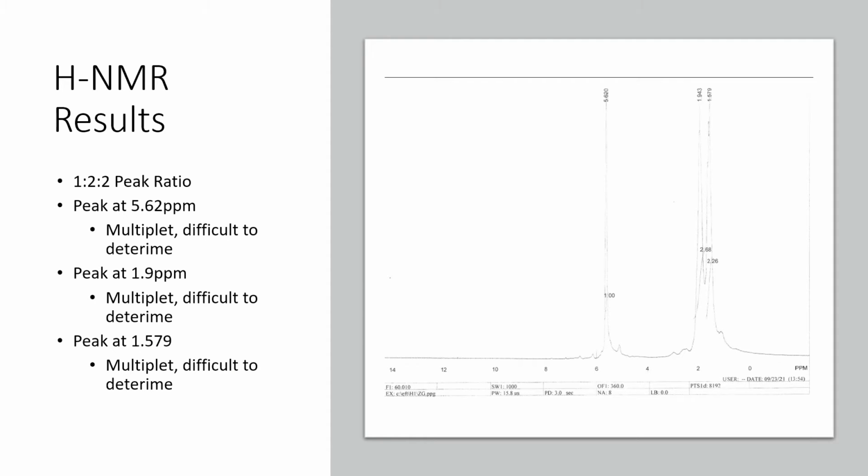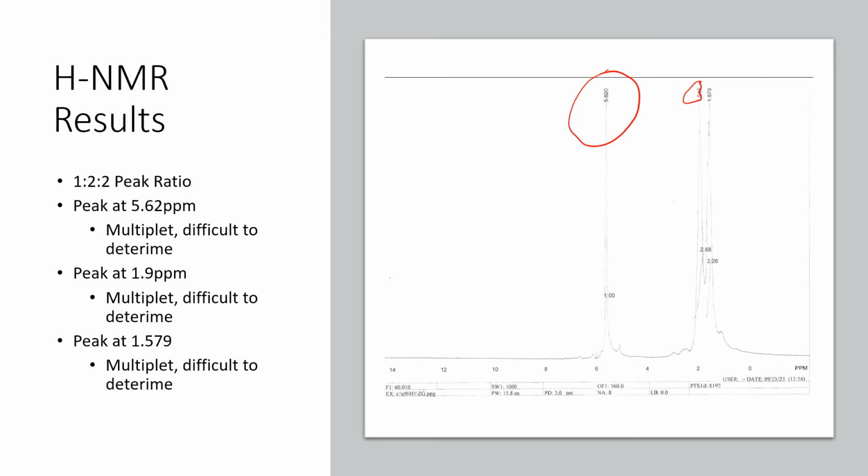The first peak is located at 5.62 ppm. The splitting pattern is difficult to ascertain. The chemical shift indicates a proton bonded to an alkene. This peak has an integration of 1. The next peak is at 1.9 ppm. This chemical shift indicates an allylic proton. The splitting pattern is also difficult to determine. This has an integration of 2.